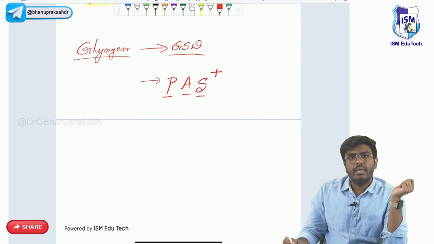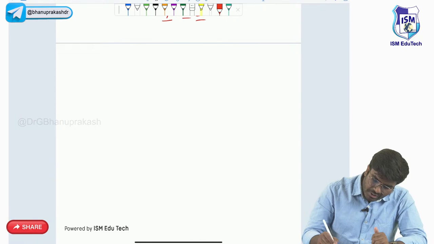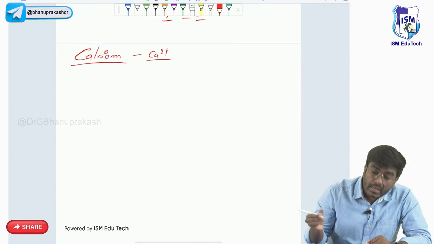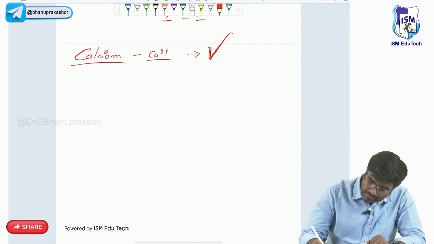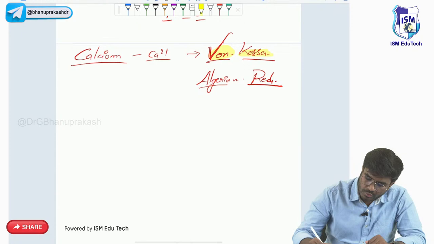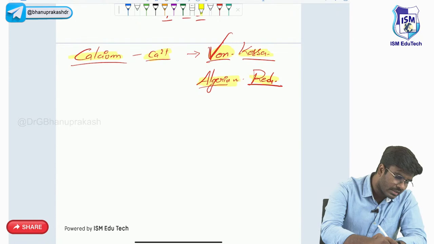The last one which I want you to know is calcium accumulation, not the copper. The copper part is completed. Now the last one is calcium, Ca2+. Calcium will come and accumulate inside the cell. Now calcium is stained with which stain? It will start with the letter V. Von Kossa, and Alizarin red are the stains which are used to see the calcium accumulations inside the cell.